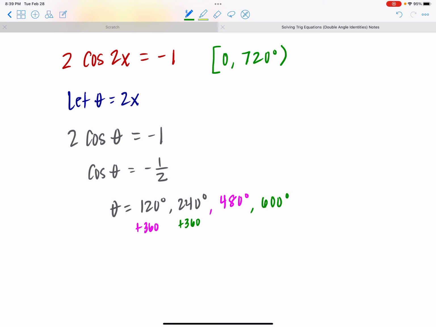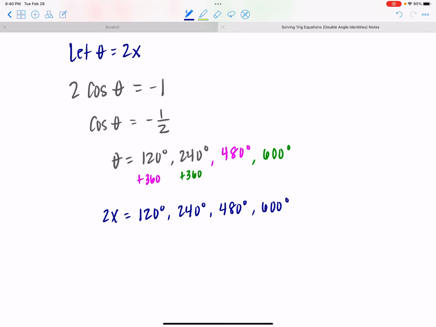Okay, and those would be my 4 solutions for theta. Now, technically, remember, we're not actually solving for theta. I substituted that in, so now I'm going to get rid of theta. I said let theta equal 2x. Well, now I'm going to replace theta back with that 2x. So instead of theta equal all those angles, it's going to be 2x equal to 120, 240, 480, and 600. And so to solve for x, it's just one more step.